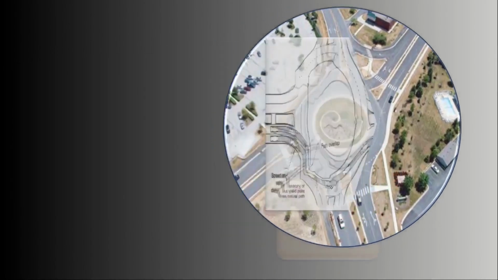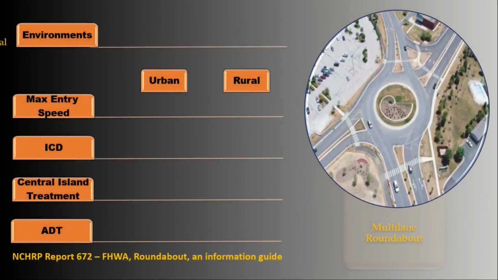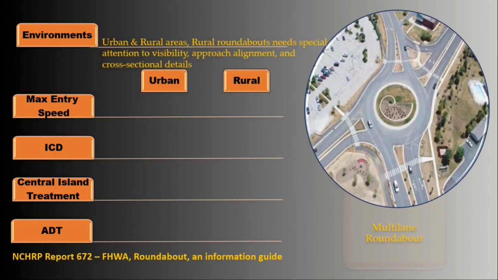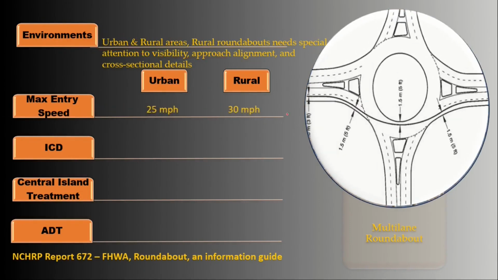All right, like the single lane roundabout, multi-lane roundabouts are appropriate for both urban and rural areas, and of course, some considerations also apply for alignment of approaches in rural areas. When checking the fastest path, the deflection should be sharp enough to force entering traffic to adopt a speed of less than 25 miles per hour in urban areas and 30 miles per hour in rural areas.